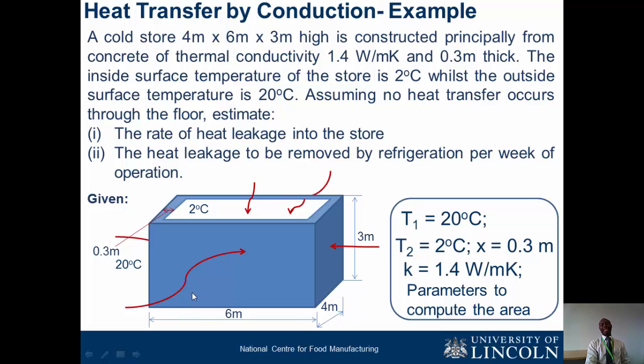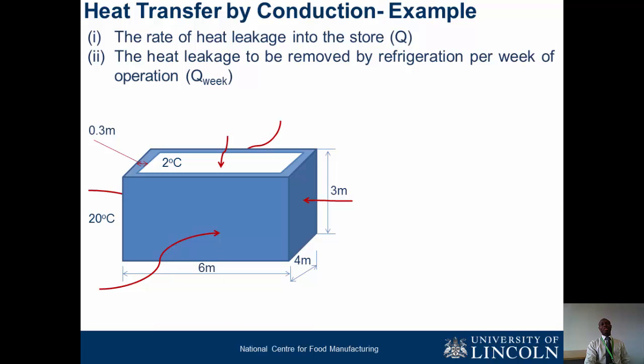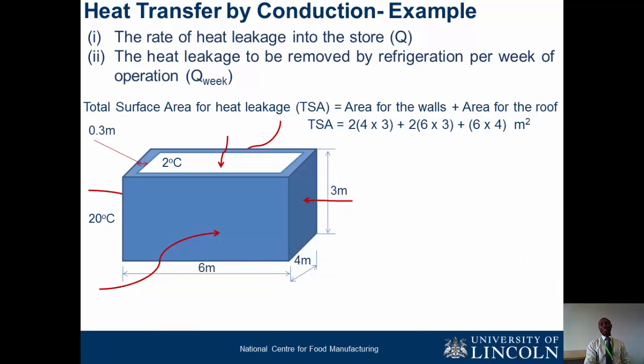So we know our K, we can know our A, we know our change in temperature, and we want to find Q. So the equation that is required here is simply Q equals K A change in temperature over X. Now, because I mentioned earlier, we have been given parameters for us to calculate the surface area. Now, how do we calculate the surface area?